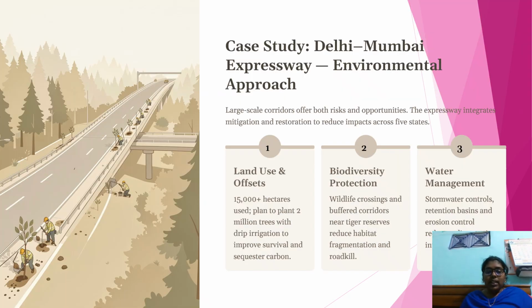Next, a case study: the Delhi to Mumbai Expressway and its environmental approach. Large-scale corridors often bring both risk and opportunity. This expressway integrated mitigation and restoration to reduce impacts across 5 states. Land use offsets covered 50,000-plus acres, planting 2 million trees with drip irrigation to improve survival and sequester carbon. Biodiversity protection means wildlife crossings under buffer corridors near tiger reserves, reducing habitat fragmentation and roadkill. Water management means storm water control and retention, and it improves water management in rural areas.